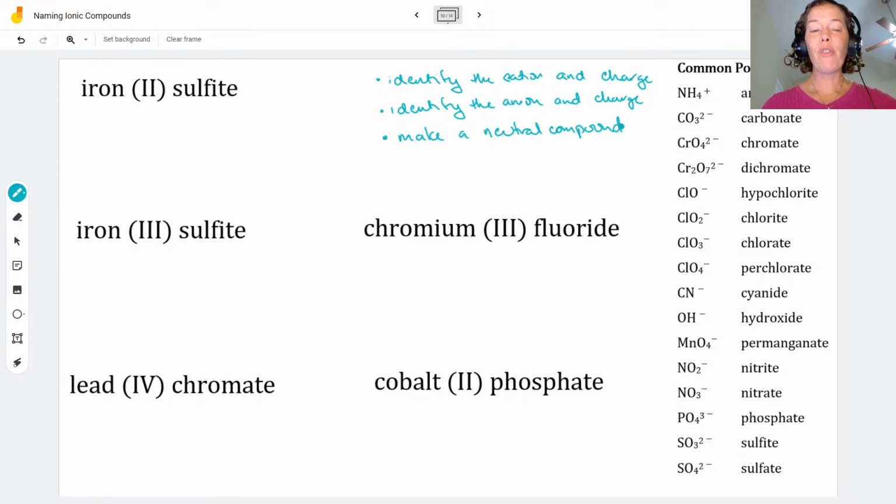So let's start with our first example here. This is iron 2 sulfite. So iron, let's find that on the periodic table. We need to get the symbol for it. Its atomic number is 26, and its symbol is Fe. This 2 here tells us the charge on the iron. The common misconception is students think that that 2 tells you how many iron atoms. It does not tell you how many iron atoms. It tells you the charge on it. So I'm going to write Fe2+ like this. We need to figure out how many iron atoms we need.